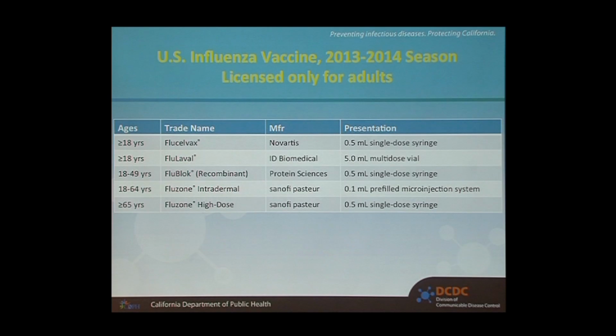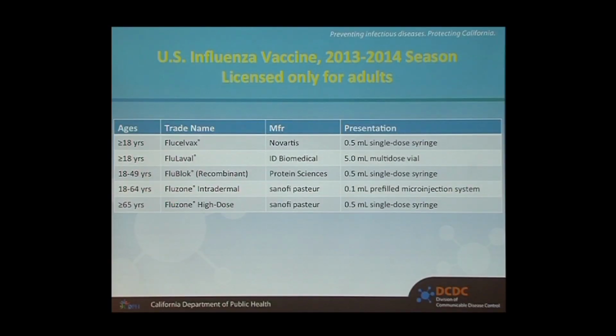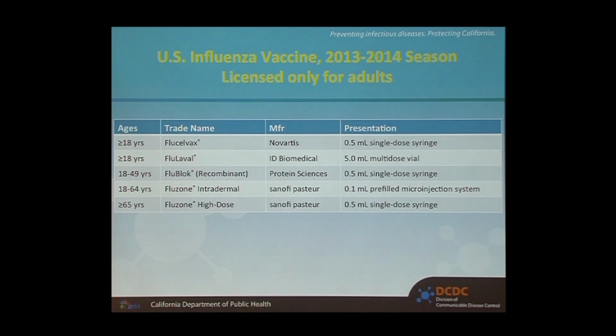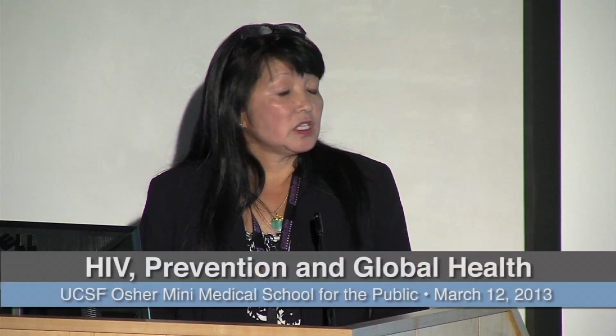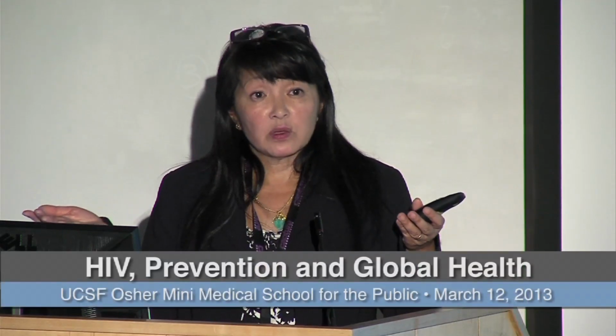There's a recombinant, so it's not grown in eggs. So if you have an egg allergy, there's this option, if price is not a concern for you, because these are more expensive. And there's a high dose for senior citizens. So this contains 4 times the amount of antigen that the normal flu vaccine contains. In the elderly, because it's assumed that they have a poor immune response in general, if you give them a higher boost of antigen, they do tend to have higher antibodies in response.